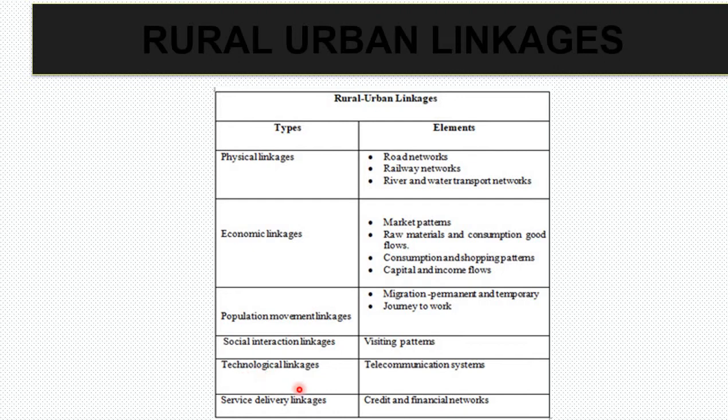And next is about the technological linkages. Telecommunication systems are very much available, developed and accessed in an urban area. These facilities in turn are utilized by the rural people by way of visiting an urban area. Then the service delivery linkages, such as credit and financial networks like banks or microfinance credits, and visiting government offices for services, are available in an urban setting, wherein the rural people visit the urban areas.